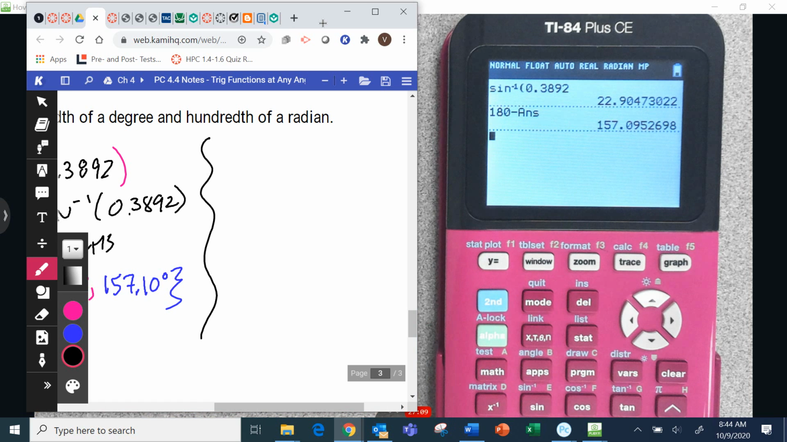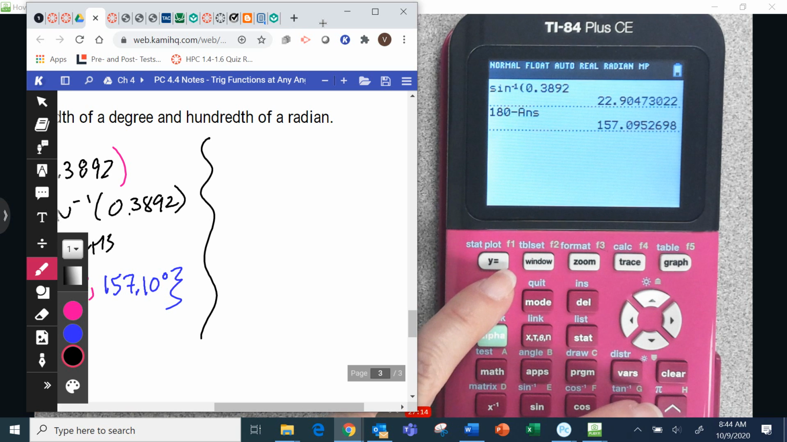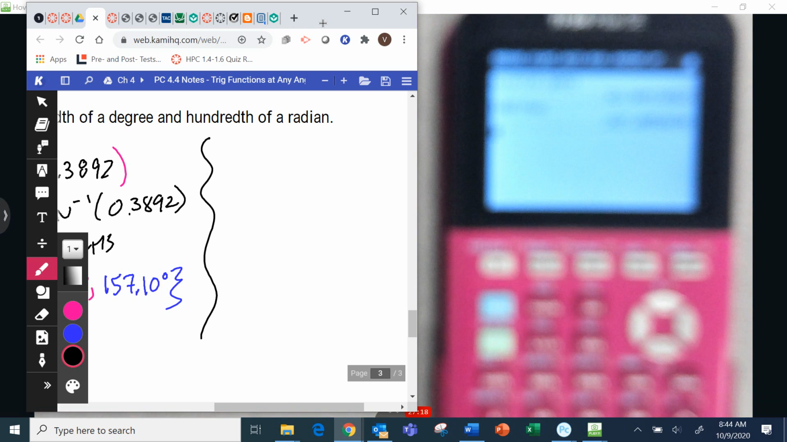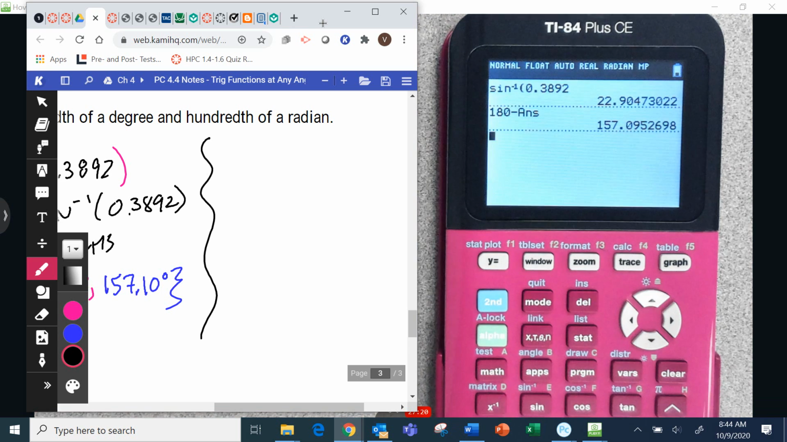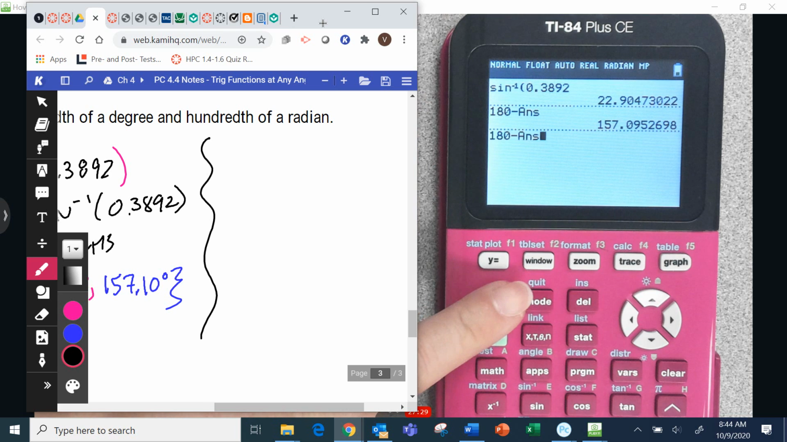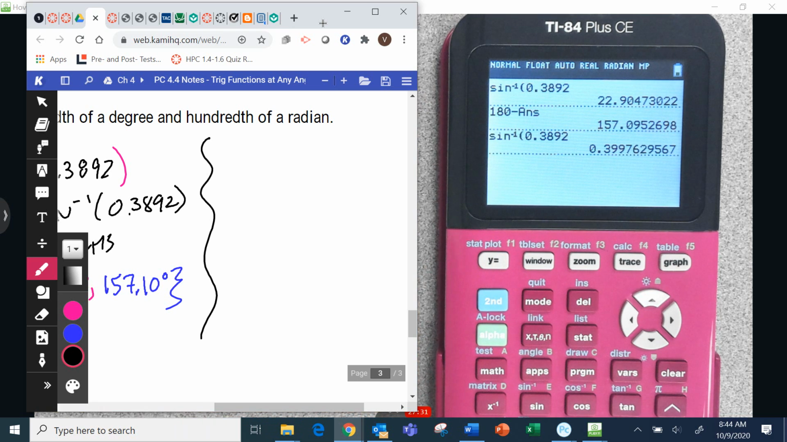Just change my mode. Even if you have the older calculators, you can pull up that last question. There we go. You can pull up this sine inverse question if you don't want to retype it by hitting second enter. So I did sine inverse of 0.3892, and we've got to do 2 decimals.